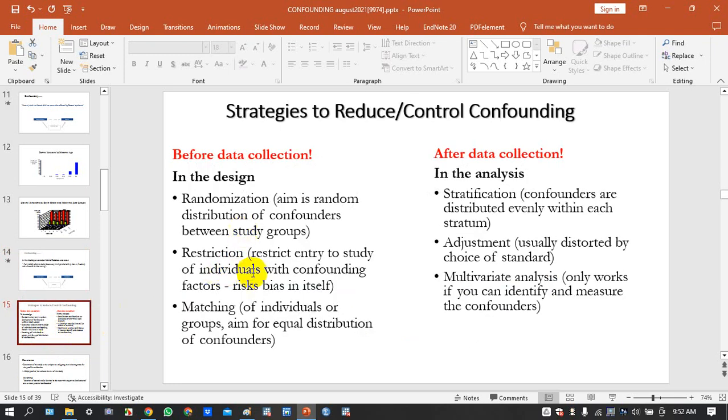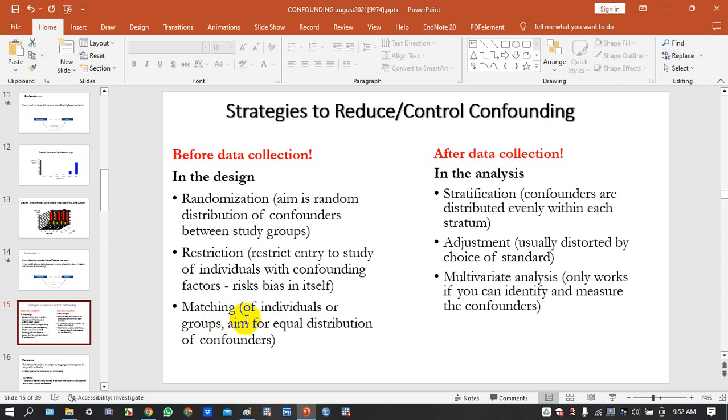But this one leads to what? Restriction leads to a reduction of sample size, because we don't even have the people to carry out the research in depth, and we are saying that we are preventing people who have taken alcohol from joining this study. Then we will end up with a very low sample size, which is not good for our statistical conclusions.